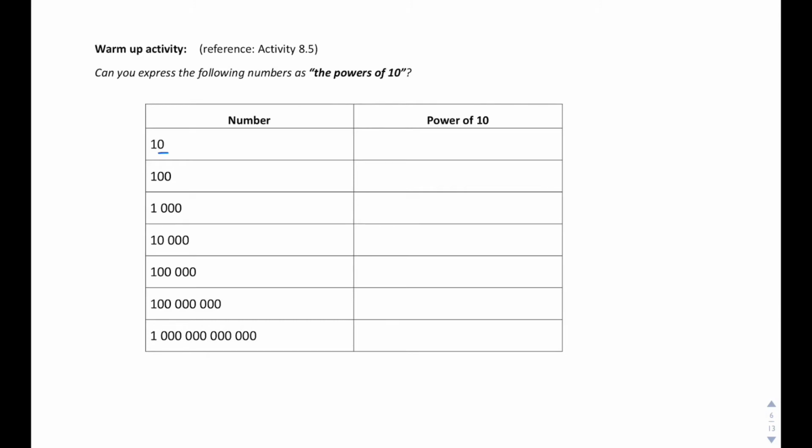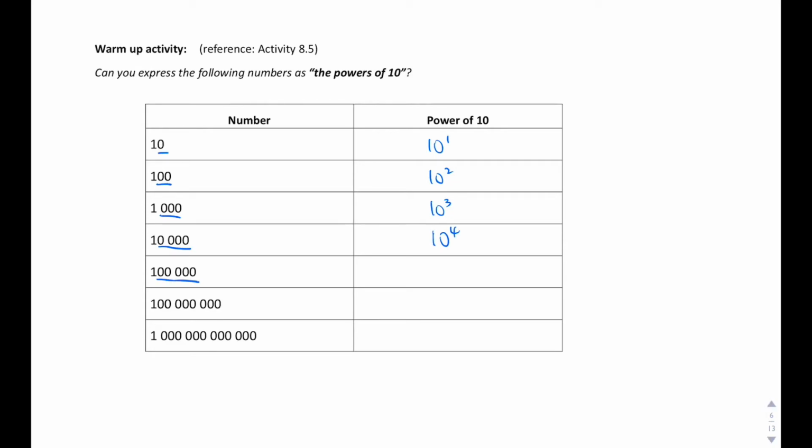We have 10, so this is 10 to the power of 1. And for 100, there are 2 zeros, so this is 10 squared. And similarly, for 1000, there are 3 zeros, so it is 10 cubed, 10 to the power of 3. And for this one, 10,000, we have 4 zeros. So this is 10 to the power of 4.